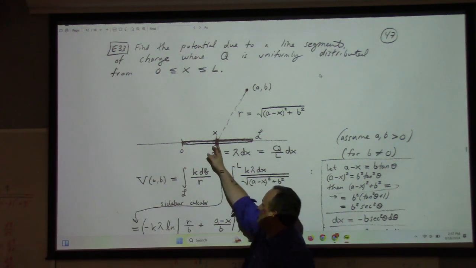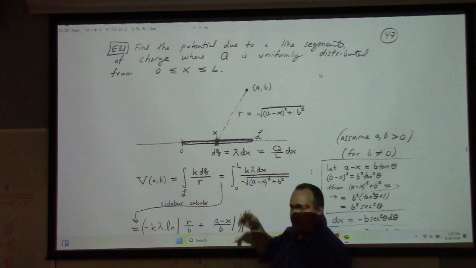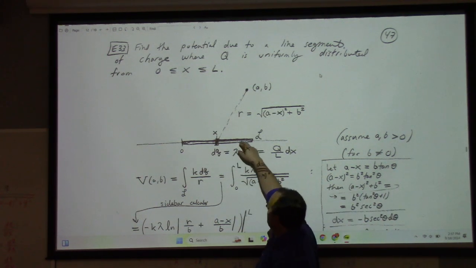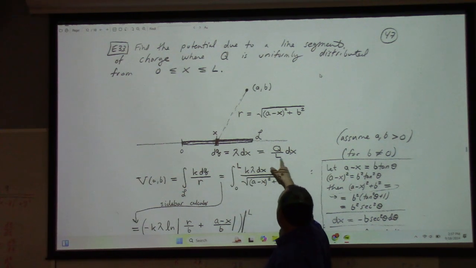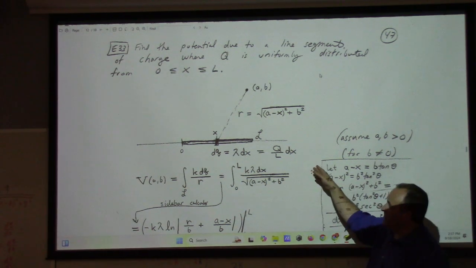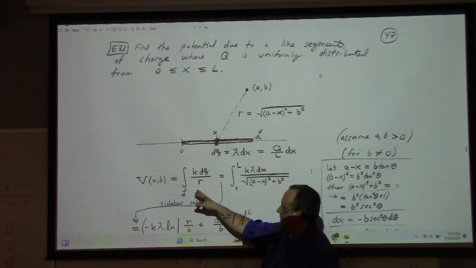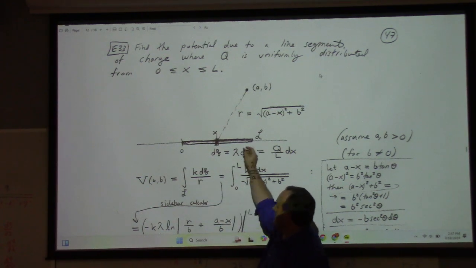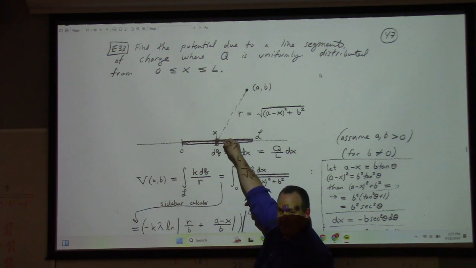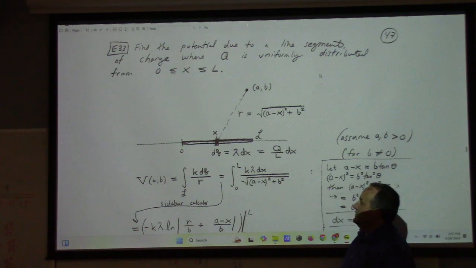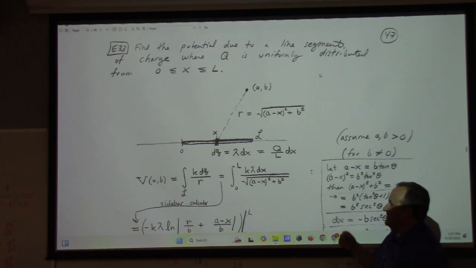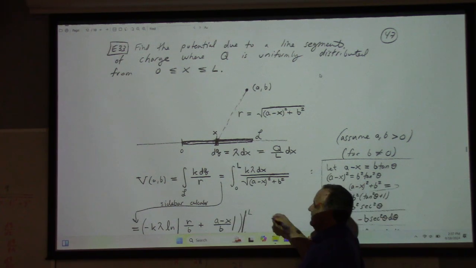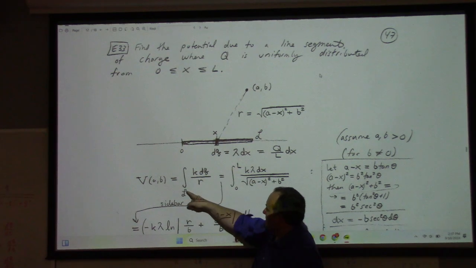But at the same time I want to call this X. All right, so anyway, what's the bit of charge here? Well, it's lambda dx, which is Q over L times dx, right? We've done this before. So I have to integrate k dq over r. I'm just adding up the little bit of voltage from each, bringing in each little bit of charge to that line segment, right? You can think of it as adding the energy it takes to assemble the line charge bit by bit, building it up. And so we got k dq over r, we do this integral.